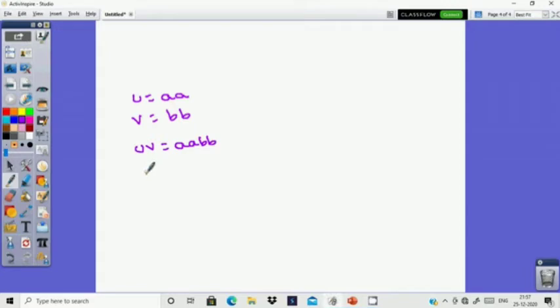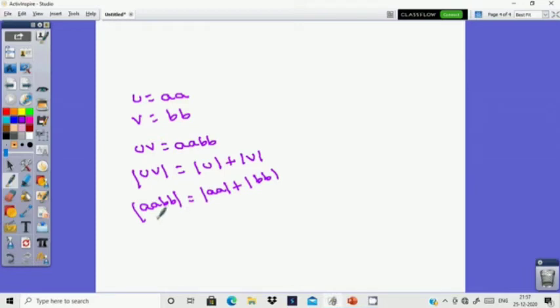What are they trying to prove here? The length of uv is equivalent to the length of u plus the length of v. What is the length of uv? uv is aabb, with u written as aa and v written as bb. The length of aabb has four symbols, so the length is 4. Now aa has length 2 and bb has length 2. So you can say that 4 equals 4. Hence the property is proved.